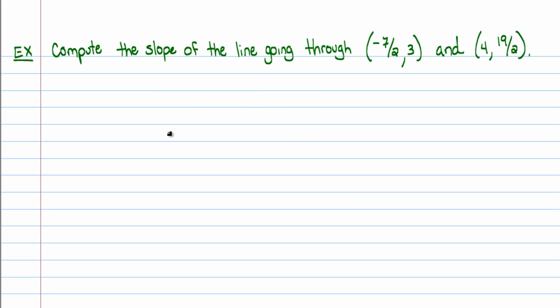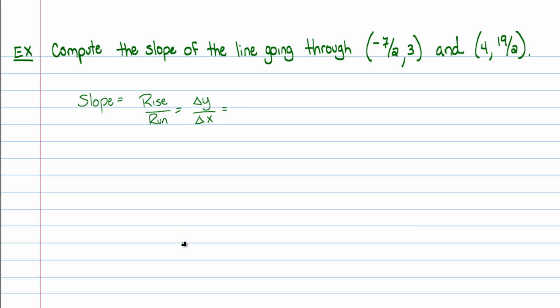Now let's try something that's slightly different. Instead of starting with a graph, let's just start with a couple points. Because really on the graphs, that's all we're doing as well. We're just starting with some points. So in this case, we're asked to compute the slope of the line going through these 2 points. And just remember that the slope is just the same thing as rise over run, or in other words, change in the y value over the change in the x value.